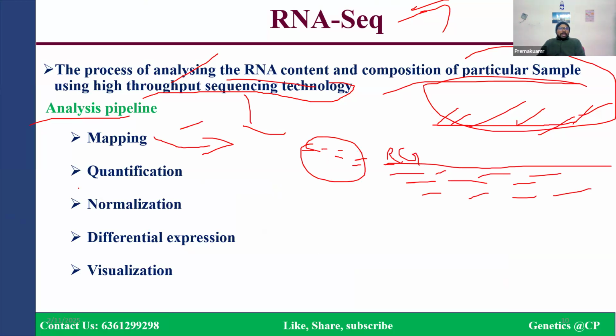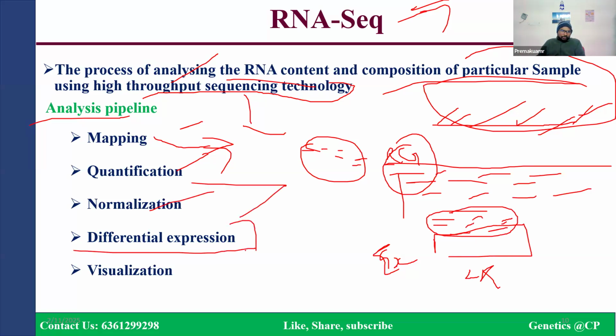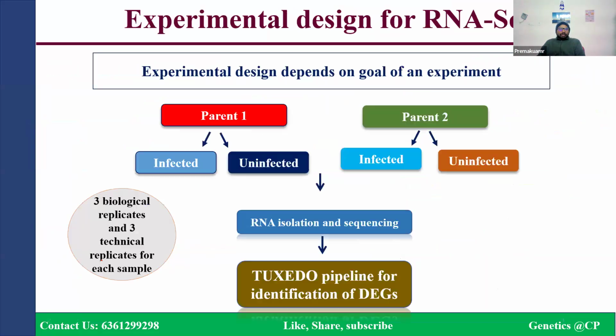After alignment, you have to quantify how many reads there are for each exon. For example, the expressed part is only the exon, say your exon size is 2 kb. How many reads are there per exon? We need to quantify that first. Then we have to normalize the data, which we will see later. After that, you have to do differential expression of the genes, and then visualize. We will go one by one.